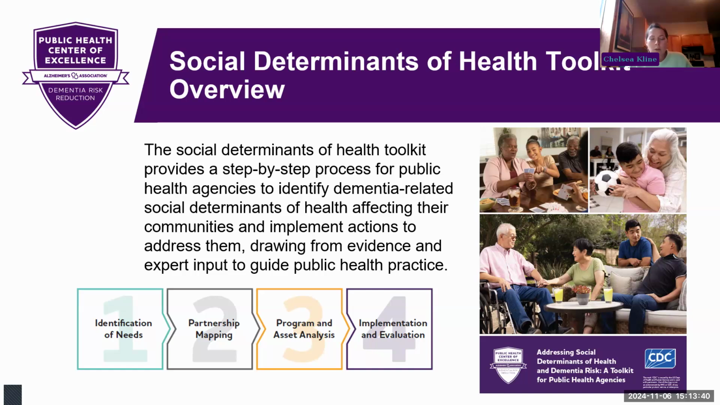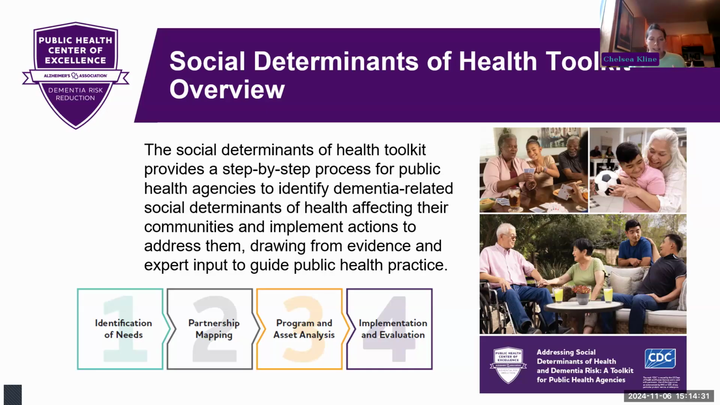So the last resource and the latest resource that we're super excited to share with you all is our very new and to be released very shortly Social Determinants of Health Toolkit. So this toolkit is really a culmination of so much of the work that the center has done over the past 4+ years, as well as a culmination of so many of the other resources that we just spoke about. So this toolkit provides a step-by-step guide for public health agencies to help identify the dementia-related social determinants of health that are affecting their communities, and to also facilitate how do we find partners? How do we implement actions to address those risk factors? So it's a really, we hope, helpful guide for you all.